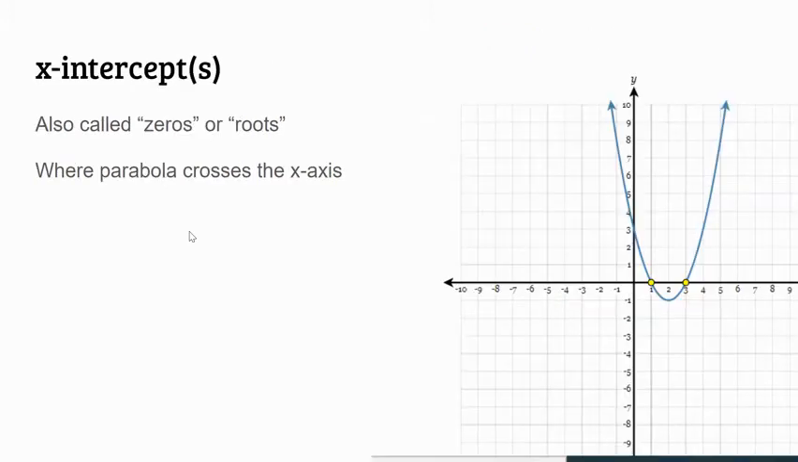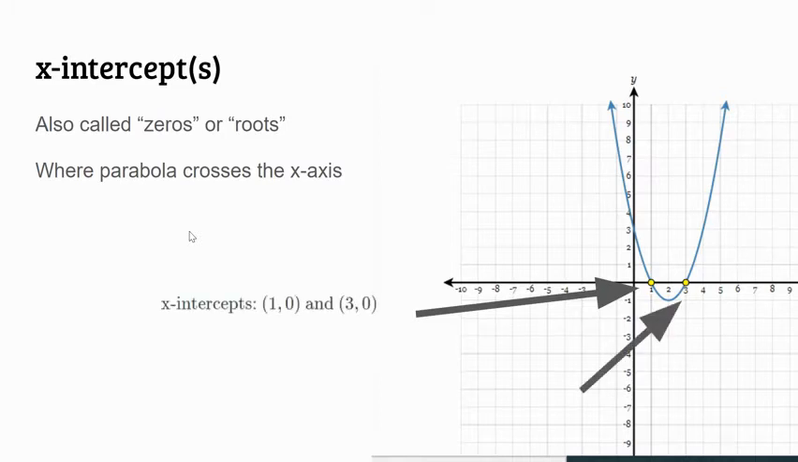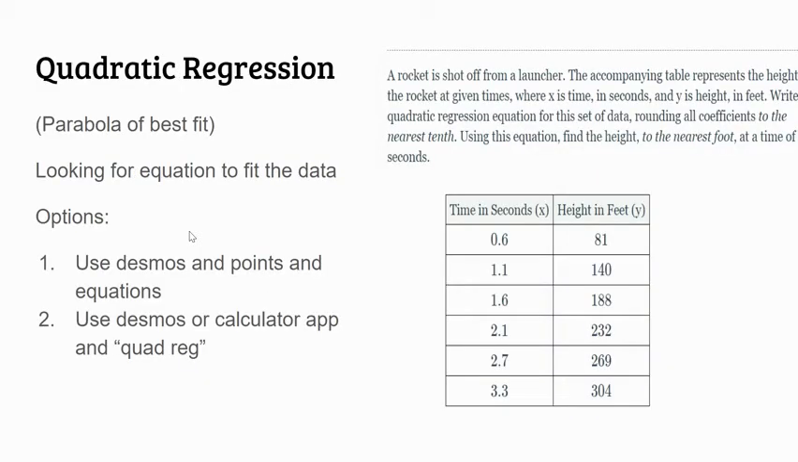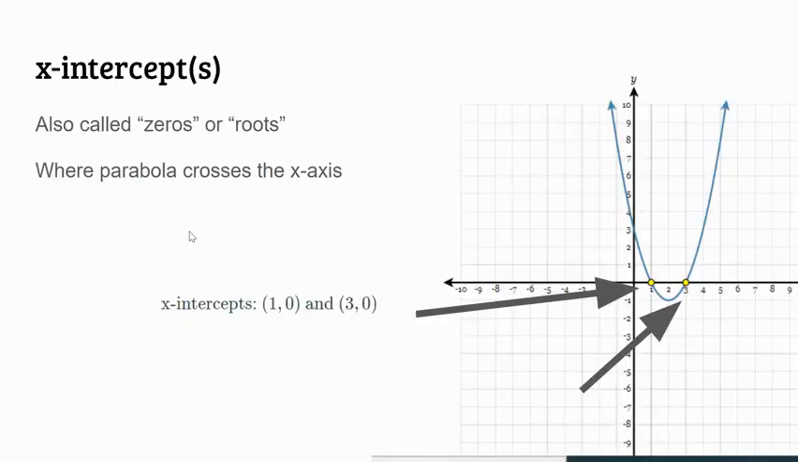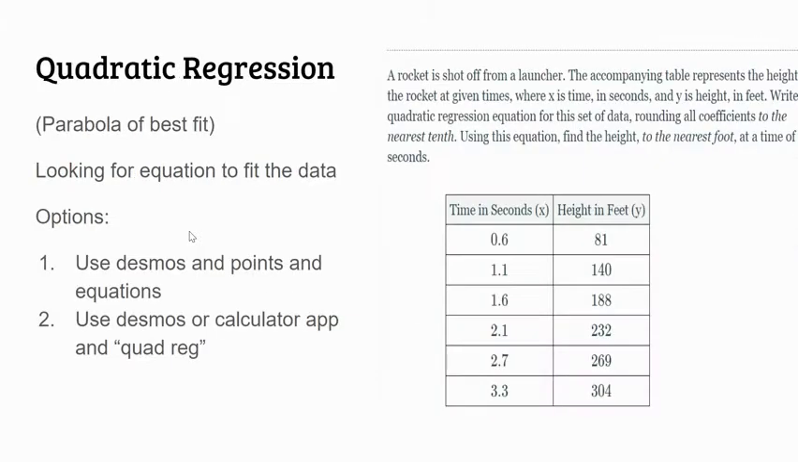X-intercepts, those are called zeros or roots as well, and that's where the parabola crosses the x-axis. In this case, it's (1, 0) and (3, 0). All right, went through that kind of fast. Now we're going to talk about how to come up with the equation if we're given some data or some points. And in this case, this is where the real world stuff comes in.